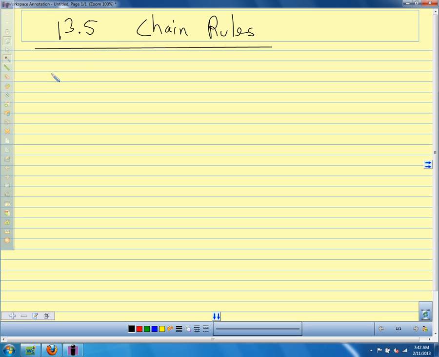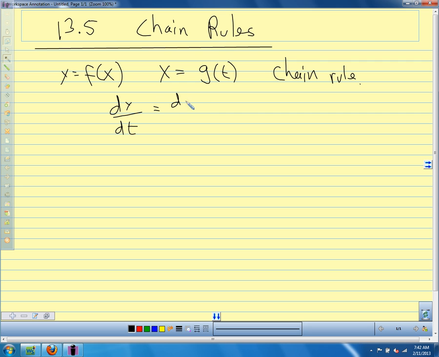All right, so for single variable functions, we have y equals some function of x, and x is some function of t. The chain rule tells us, just as a reminder, that dy/dt equals dy/dx times dx/dt. So this is our single variable chain rule. For multivariable functions, just like we have several partial derivatives, we have several chain rules.